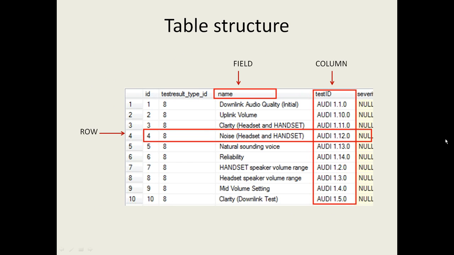For example, this is again the table that we saw a minute ago. As you can see, there is a field called name. There's another field called test result type ID, another field called test ID. The column of the test ID contains all the test IDs for each and every test case. And a row identifies a single instance of an element inside a table. For example, for this test case here, the row has the ID 4, test result type ID 8, etc. So pretty similar to a spreadsheet.